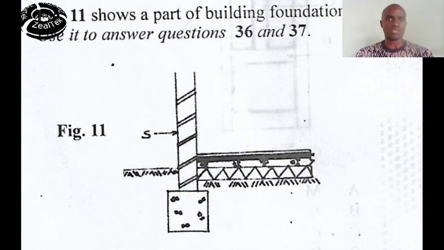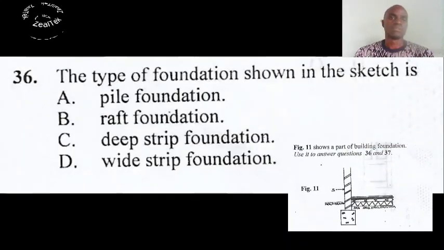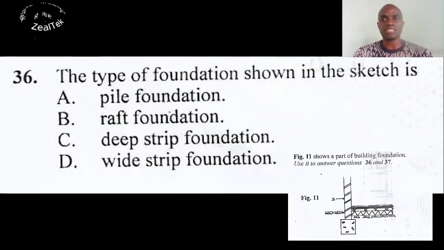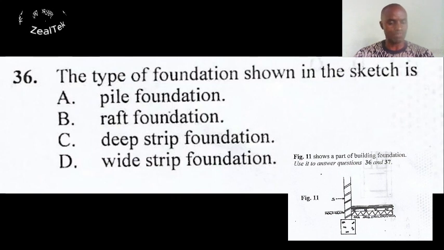Figure 11 shows a part of a building foundation. So we are to use this to answer questions 36 and 37. Let us go into the questions right away. 36. The type of foundation shown in the sketch is what? It is a deep strip foundation. C is the answer, deep strip foundation.